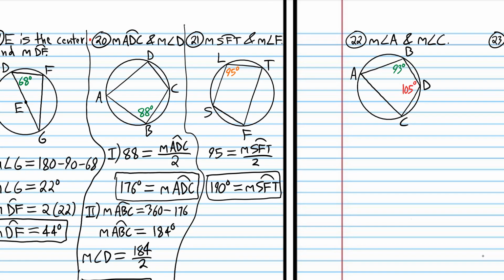So the measure of arc SLT, we probably don't need 3-letter notation for that, but I'm just going to write it so we don't get confused. The measure of arc SLT is equal to 360 minus 190. And we can do that in the calculator. 360 minus 190 is 170.